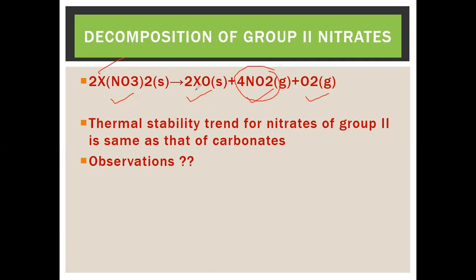So this metal oxide will be a white solid, brown gas, and a gas which relights a glowing splint, which is the test for oxygen gas. So remember these observations. Thermal stability trend for nitrates of group 2 is the same as that of carbonates. You know the observation we just discussed. Any confusion?